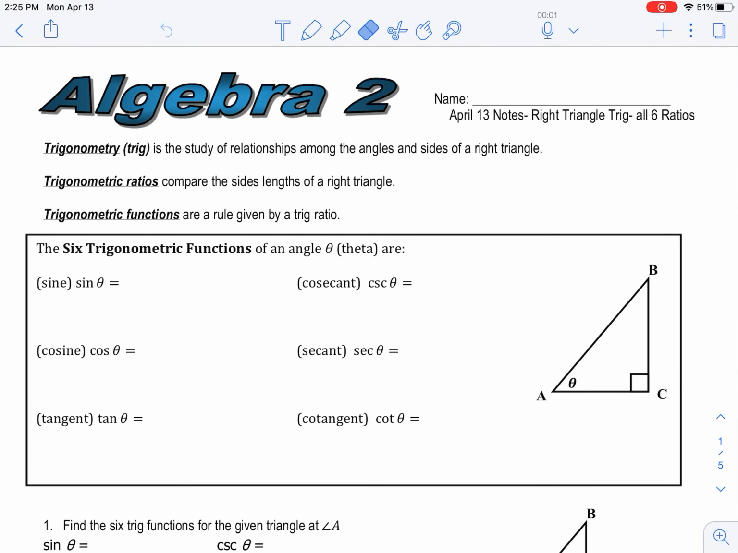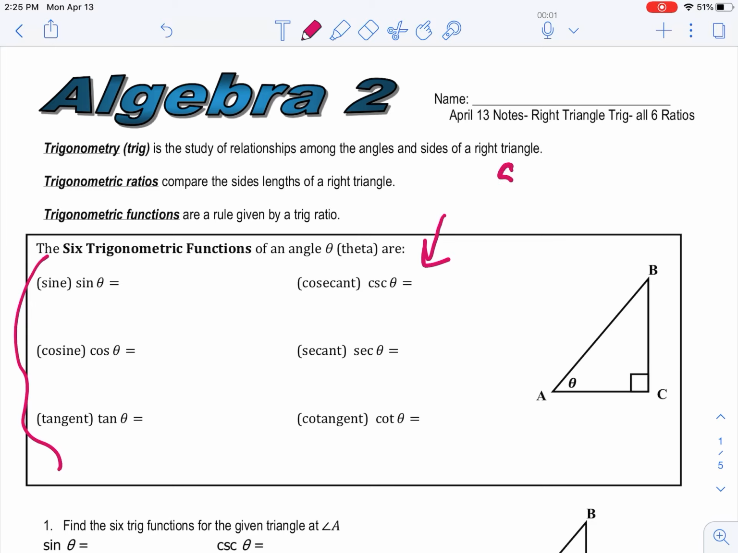Okay, so we're going to start our new unit today and Wednesday. We're going to be doing our right triangle trig. So far, hopefully, back in geometry, you learned sine, cosine, and tangent. Today, we're going to learn secant, cosecant, cotangent, and what that means. But first, we need to review a little bit from geometry.